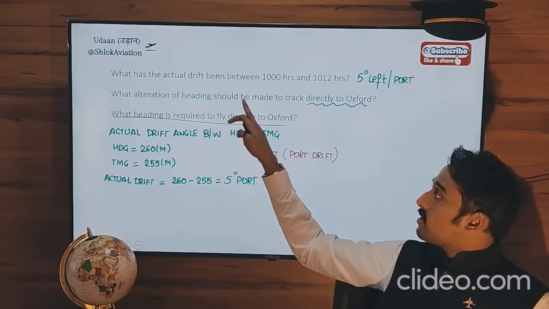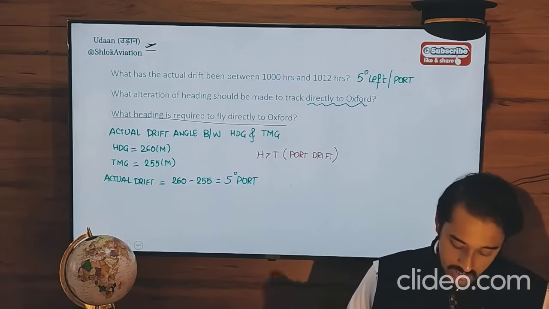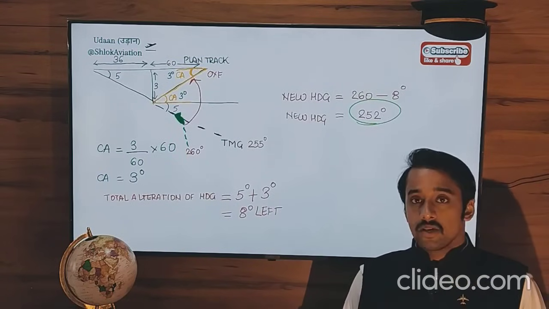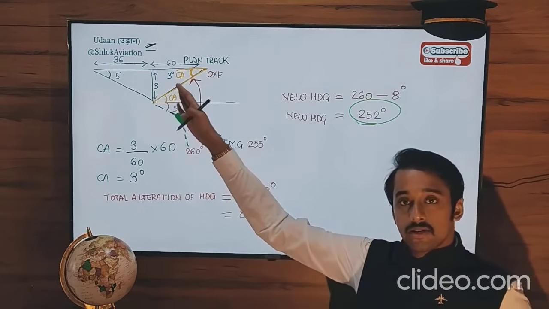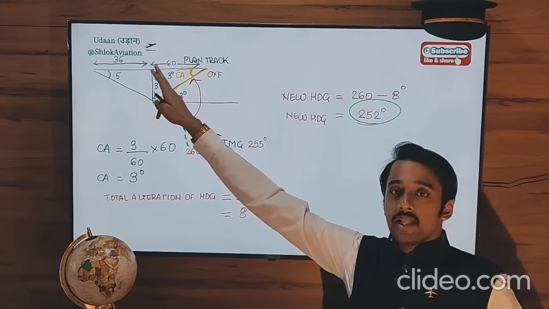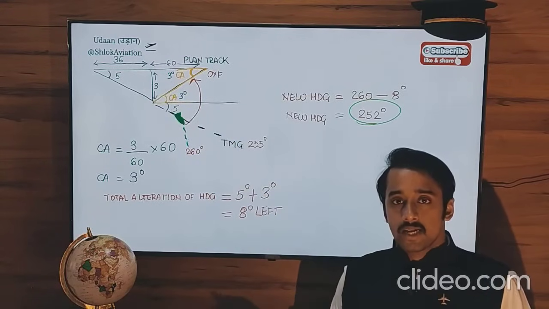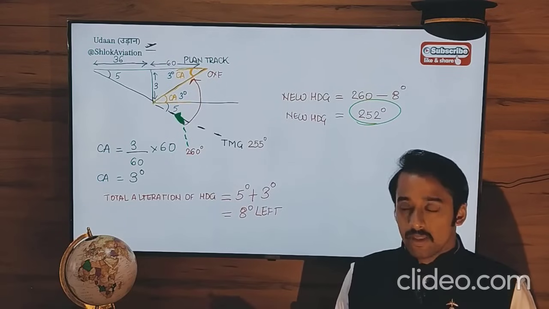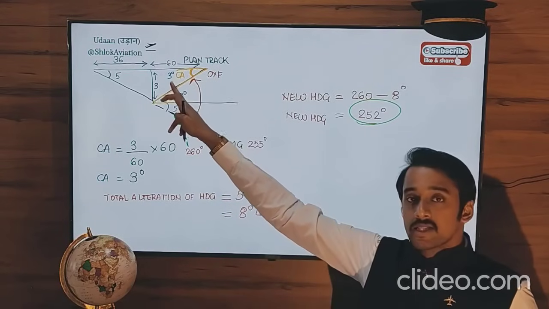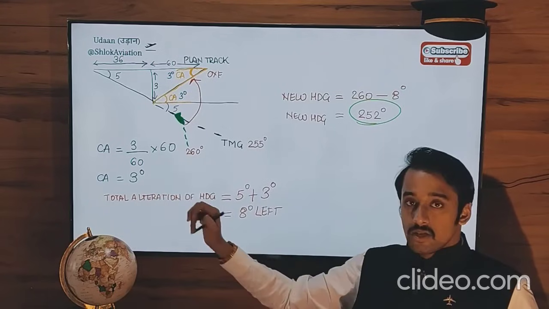Now what alteration of heading should be made to go directly to Oxford? So again I have drawn the same two triangles. If this is 36 nautical miles, the remaining distance to travel will be 60. The total distance is 96, so remaining will be 60. Applying the 1 in 60 rule on this side of the triangle, you get a closing angle of 3 degrees.